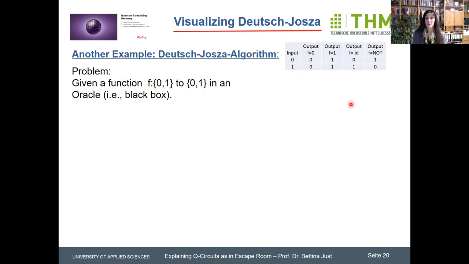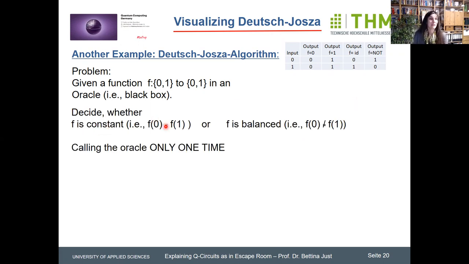Now, classically, the question is to decide whether f is a constant function, one of these two, or whether f is a so-called balanced function, which means one of these two. Classically, if I say to you, I have here a black box calculating this f, and you have to decide whether it's constant or balanced, you have to ask me twice. Because if you ask me once, what is the value if I input 0, and I say to you the value is 1, then you don't know whether it's constant or balanced. You have to ask a second time. And with quantum, it works asking the quantum box only one time.